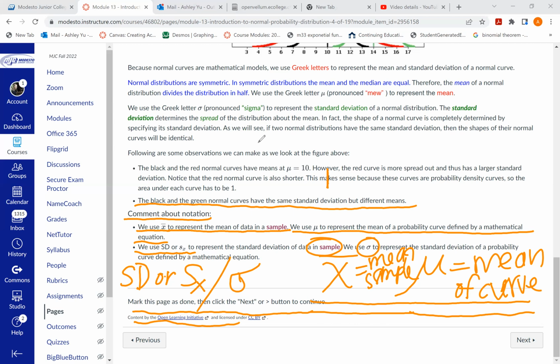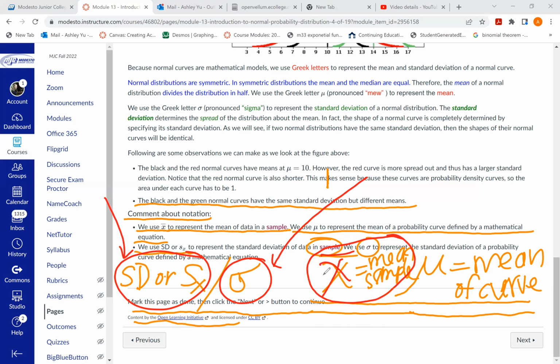So you can think of SD or S subscript x compared to sigma as the same thing, but it depends what you're talking about. Am I talking about an actual sample with actual data values that I collected or someone collected? Or am I talking about this theoretical curve? Well, you probably got it from a sample, but you calculated something that's supposed to approximate the curve. And same thing here: you use X bar as the mean if you actually have data that you or someone else found. But if you're just talking about this theoretical curve, you're going to use mu.